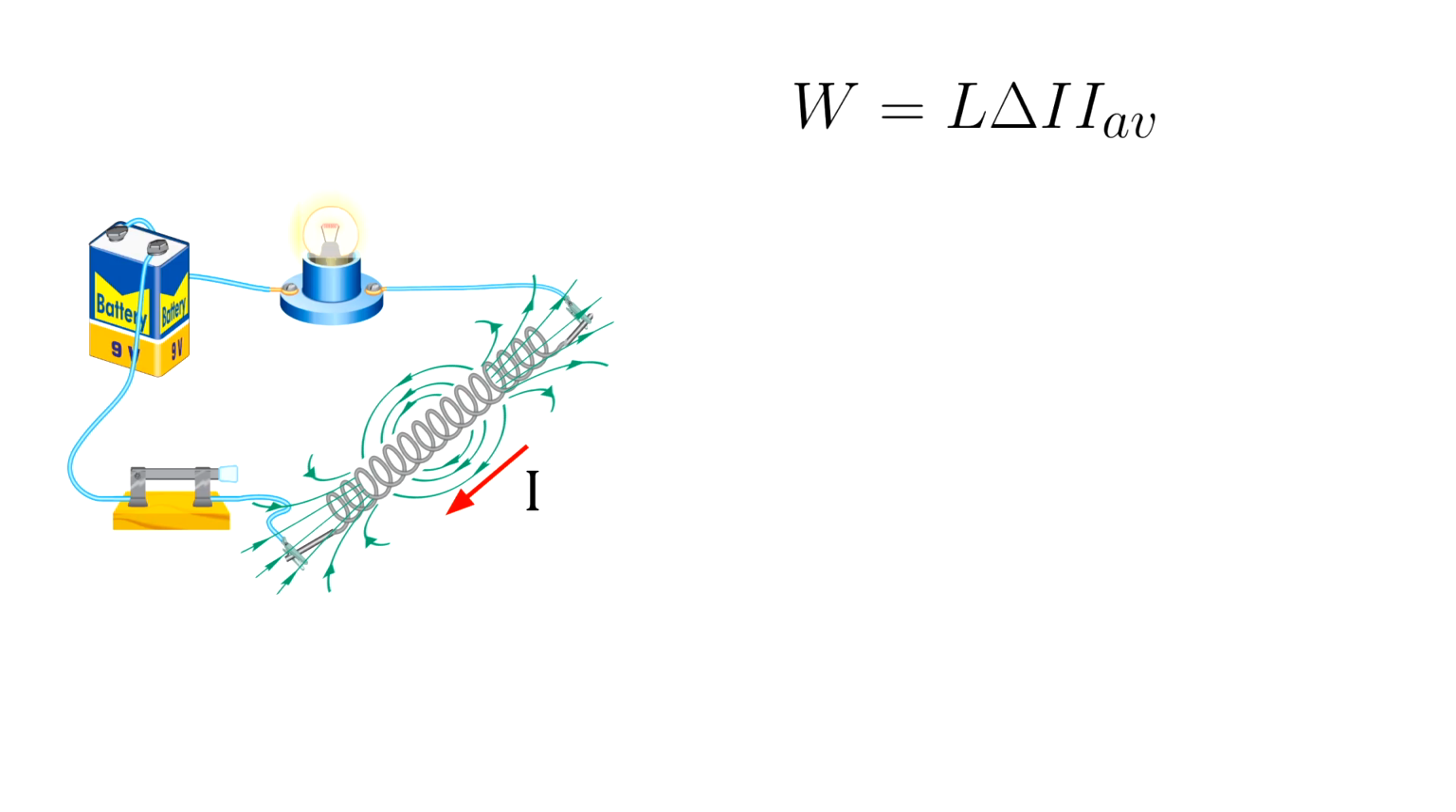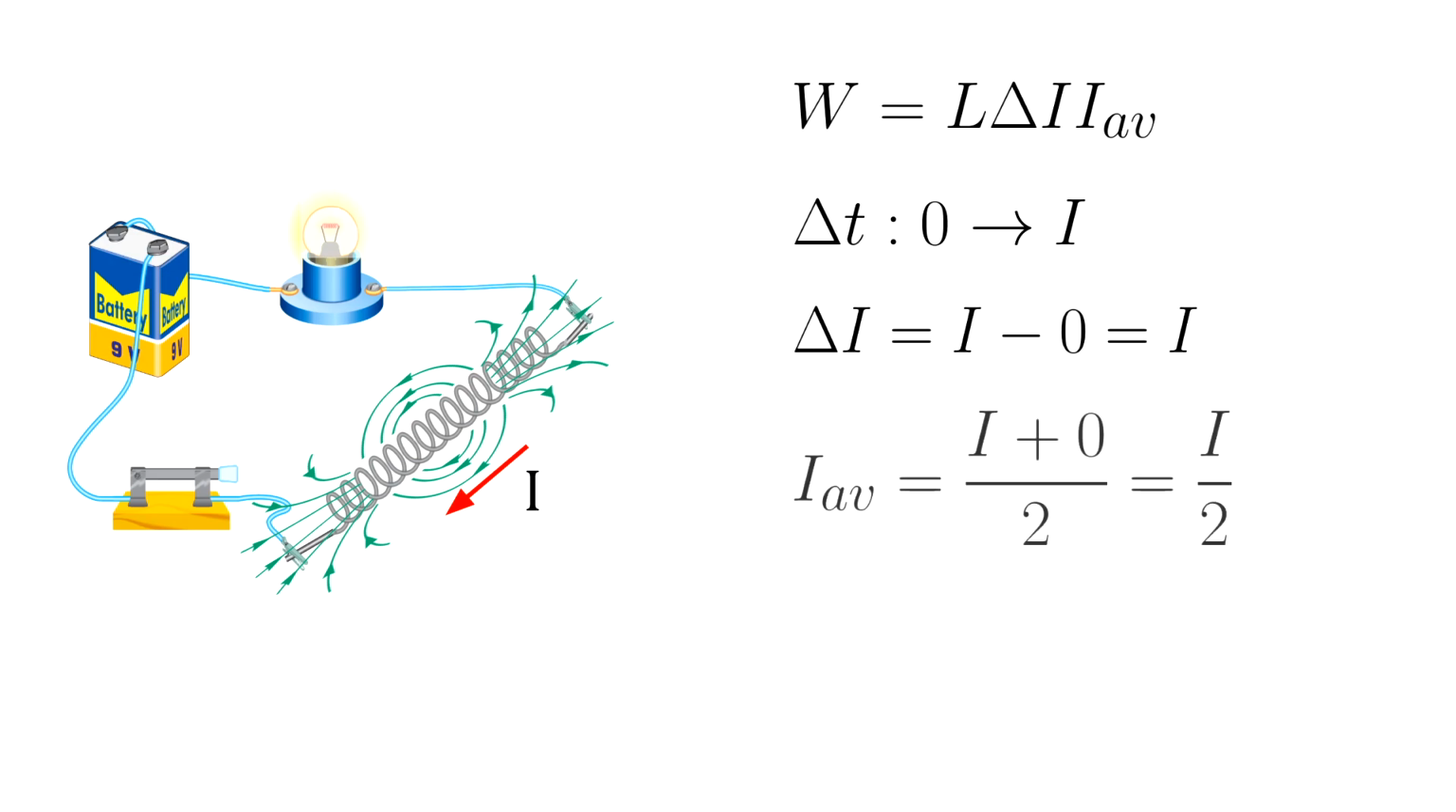And if you consider that in an interval of time delta T, the current increases from 0 to I, then the change in current will be I minus 0, which equals I. And the average current will be equal to I plus 0 over 2, and it is I over 2. And if we put these expressions for the currents into the equation, we get this.